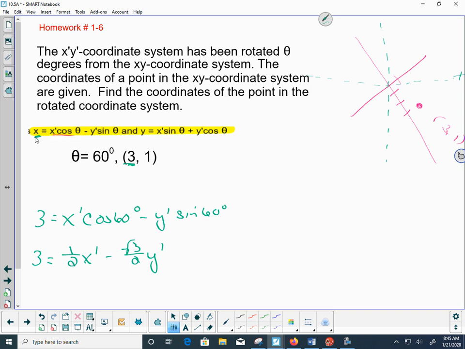Now I'm going to do the one that says y equals something. So in this case, my y is 1. So I'm going to say y is equal to the new x times the sine of 60 degrees plus the new y times the cosine of 60 degrees.